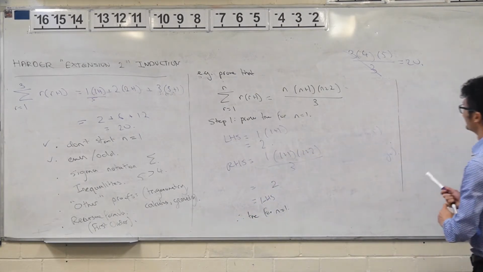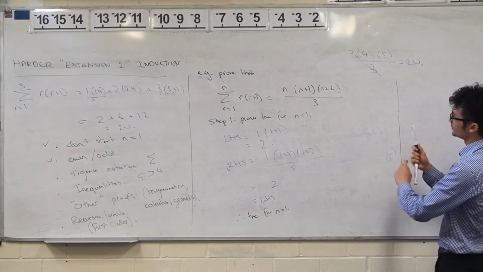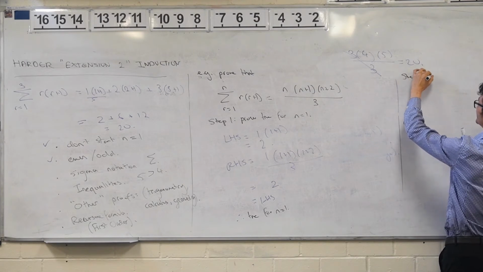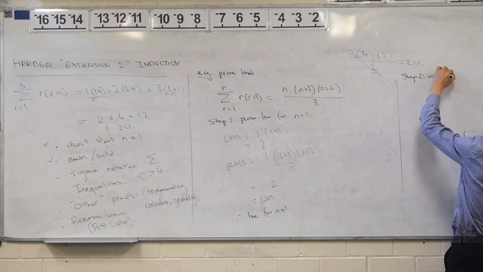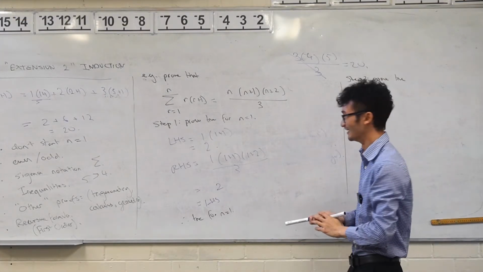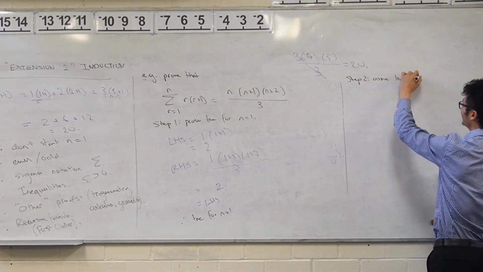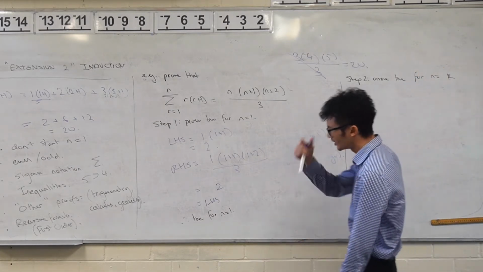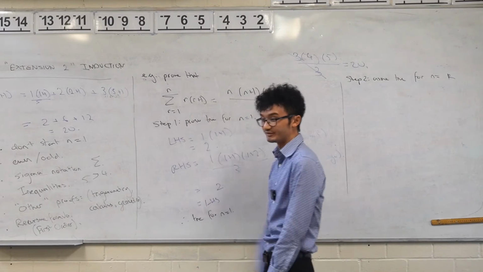All right, now this is where it starts to get interesting. So we want to assume true. Step 1's always a bit of a give me, hey? Like a pat on the back, you did well. So we're going to assume true for n equals k. Now, what's that going to look like? Well, we're working with sigma notation here right now.